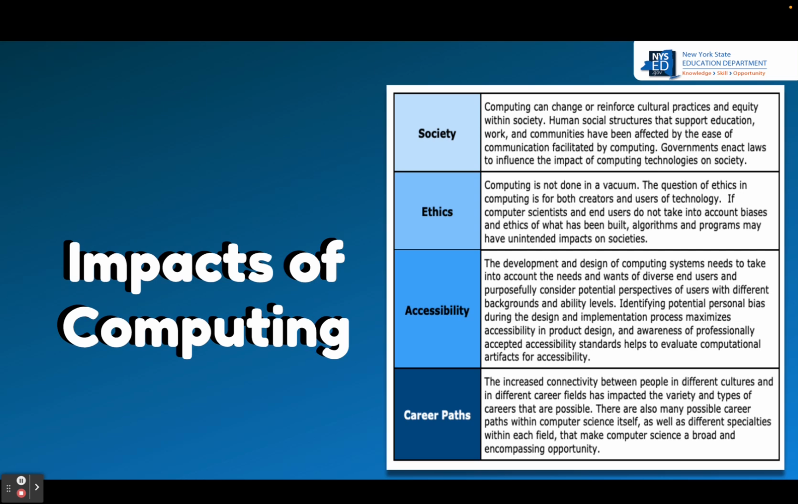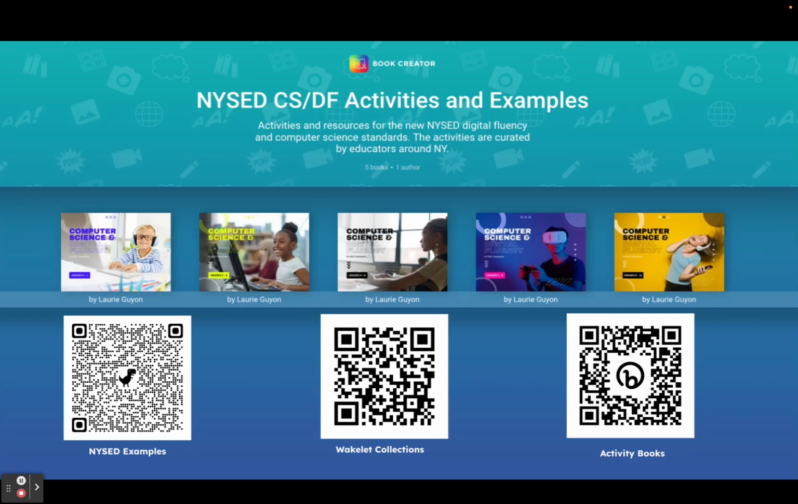And then the last 2 sub-concept areas each have one standard, but they're pretty big. The first one talks about accessibility, to think about how what we create can impact different populations, how it can support or hinder the use of whatever the tech tool is. And then finally, we have career paths. We know that computer science is a growing field, and there's an incredible need for people to enter this field. So we want to make sure to showcase the opportunities to our students.